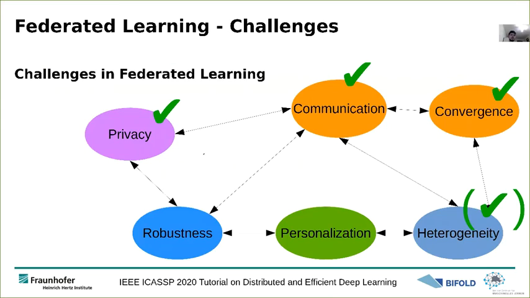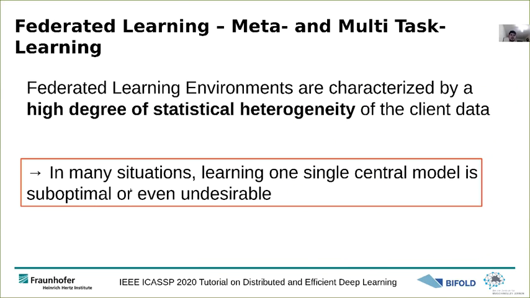All right. Okay, so now we've covered this privacy topic a little bit. There are still two open topics, namely personalization and robustness. So, as I already said, federated learning environments are characterized by a high degree of statistical heterogeneity of the client data. This means that in many situations, learning one single model will not be optimal or might even be undesirable.